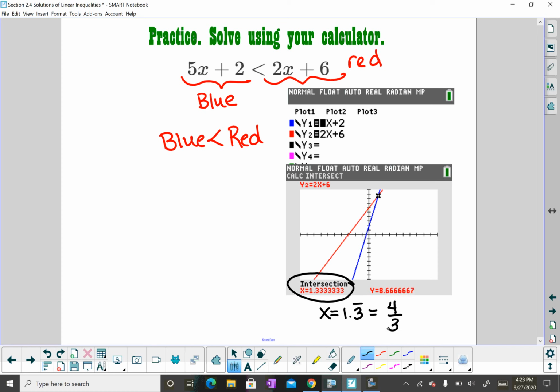So now, again, we want to know when is the blue less than the red, or when is the blue below the red. It's all the numbers on the left side of the intersection. So that means all of my x values that are less than my intersection value, 4/3. Or I could say negative infinity to 4/3 with a parenthesis is my solution.